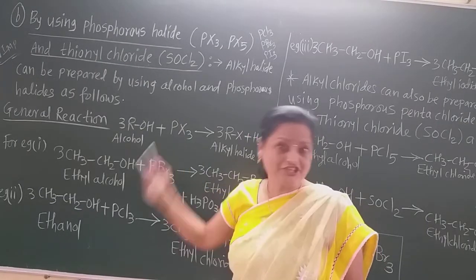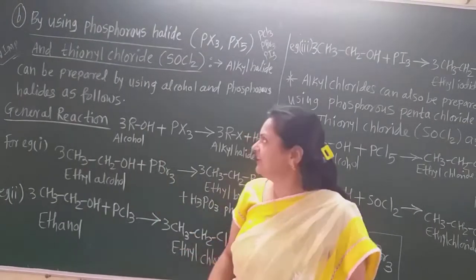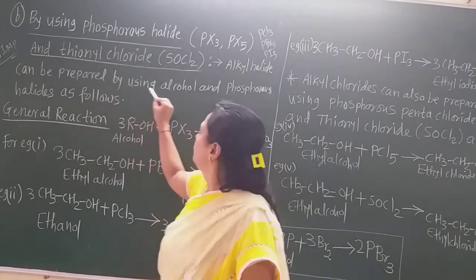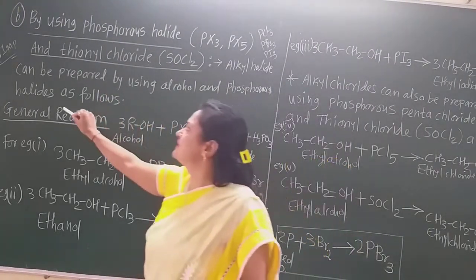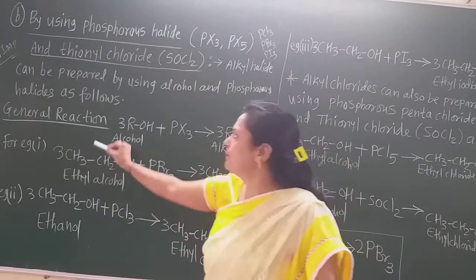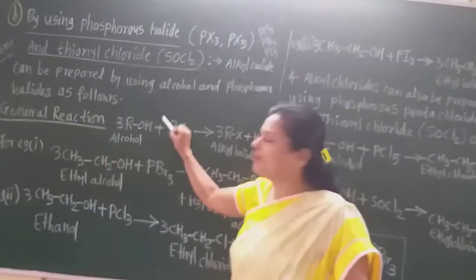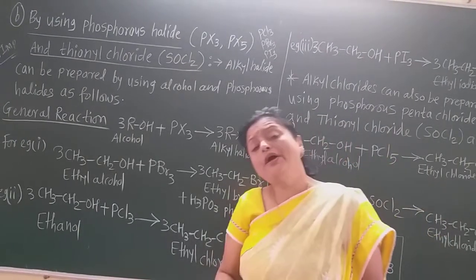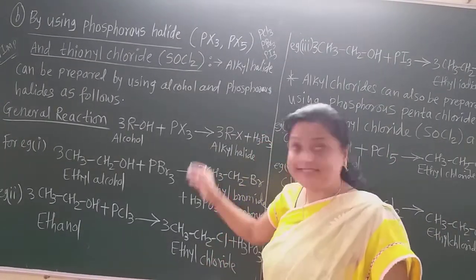Now let us learn the actual reaction, but first see the general reaction. Now see, alkyl halide can be prepared by using alcohol and phosphorus halides as follows. Now the first general reaction: this is the formula of alcohol, ROH. Always write down the general reaction so that you can conveniently write the examples there.